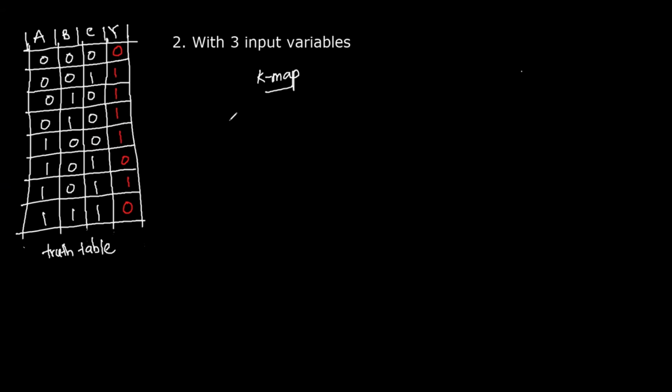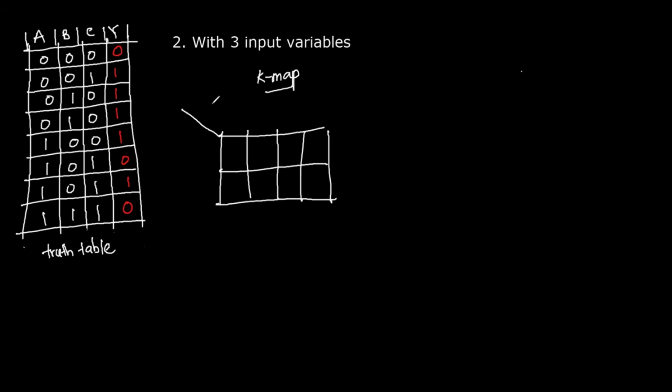In this case, there can be two ways to draw the columns and rows of your K-map. For this particular example, I'm just going to go with 2 rows and 4 columns. So we're going to fill this up with our input variables. We have A, and we also have B and C. A takes two values, 0 and 1. The combination of BC takes 4 values, which is 0 0, 0 1, 1 1, and 1 0.